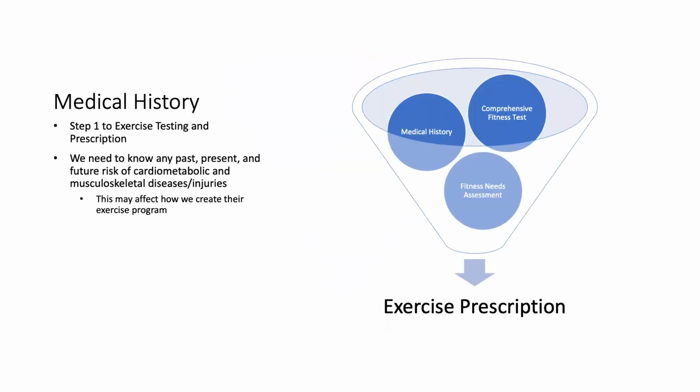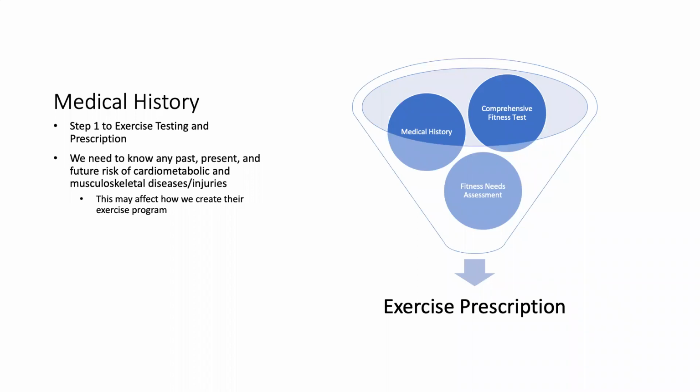So the first thing that we'll go over here is the medical history. This is step 1 to exercise testing and prescription. This is important because we need to know of any past, present, and future risk of cardiometabolic and musculoskeletal diseases or injuries in order to make sure that our client is safe when they're doing the exercises that we have them do, and it helps limit our liability a little bit.